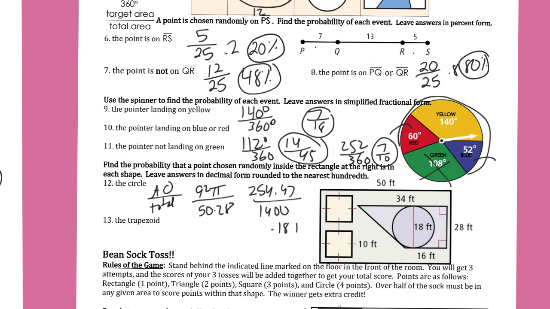So 18%. Oh, it doesn't say for percent. Okay, 18% or 0.18. So it's not very likely you'll land in the circle, but it's not impossible for sure. There is a spot for you to land, and it's not terrible. It's almost 20%. What about the trapezoid?